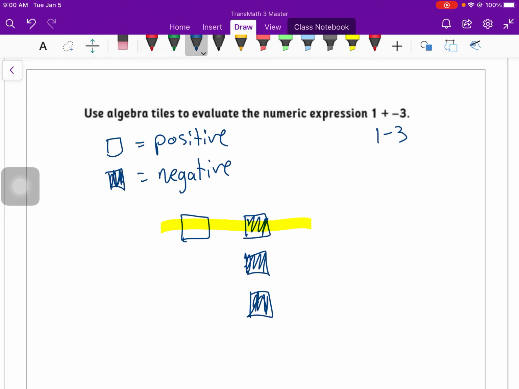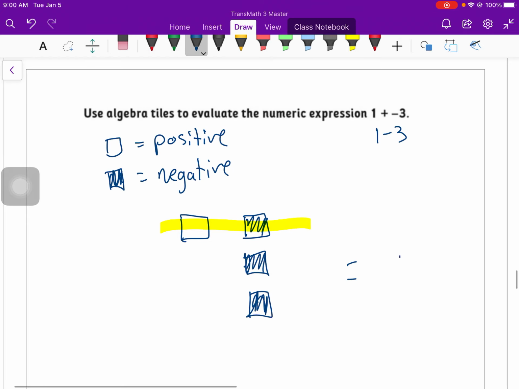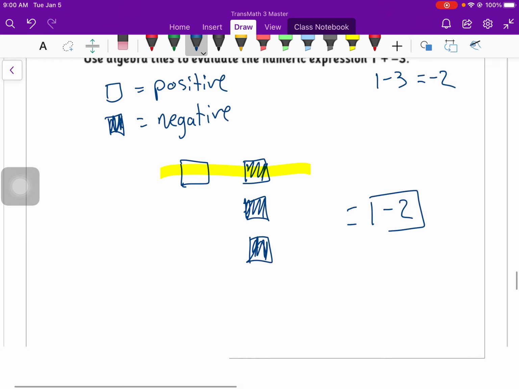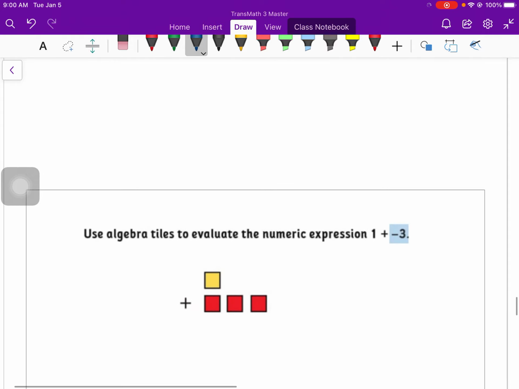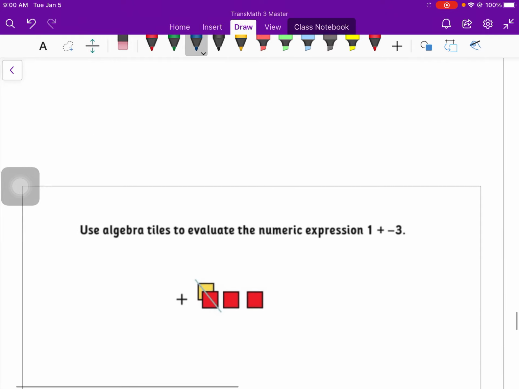Every group of a positive and a negative cancels out. And then we have 2 squares left, and they're both negative. So my answer to this question would be negative 2. That's how we use those algebra tiles if we're needing help when we're supposed to add negative numbers.